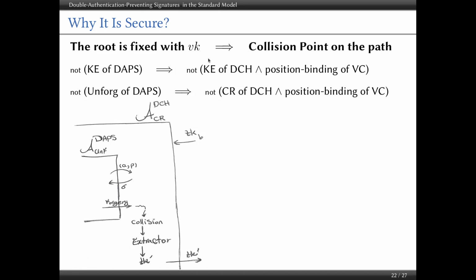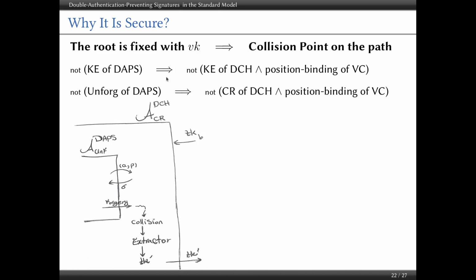so there's a collision. But key extractability of DAPS is saying that the extractor fails to extract information from this collision, which means that this is a collision for vector commitment, and that's why the extractor fails. You cannot extract any information. Or this is a collision for a double Chameleon hash function without revealing any information about this trapdoor, which breaks the security of this primitive.